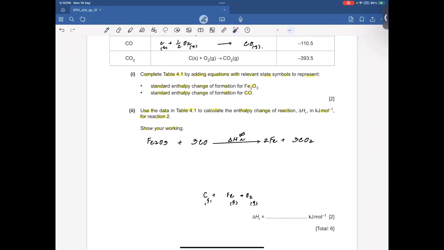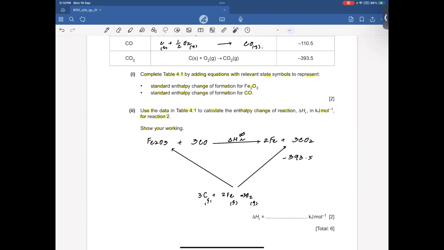We have 3 carbon atoms here, 2 iron here. So 3 carbon, 2 iron, and how many oxygens here? 3 plus 3, 6 oxygen. So we need to put 3 here. We know that if formation data is given, the arrow needs to be upward like this. So we know the value of carbon dioxide, which is minus 393.5.